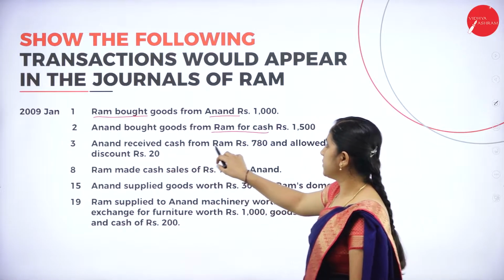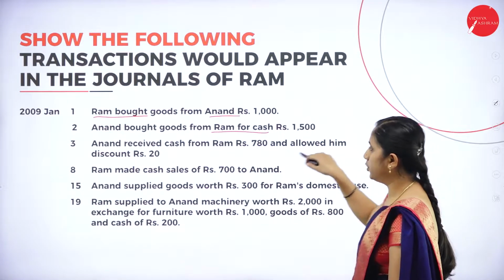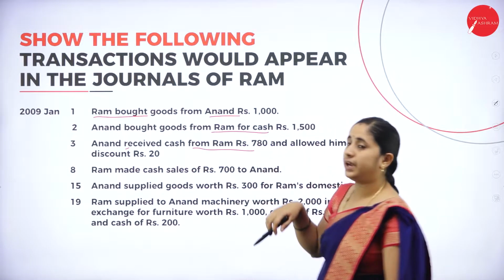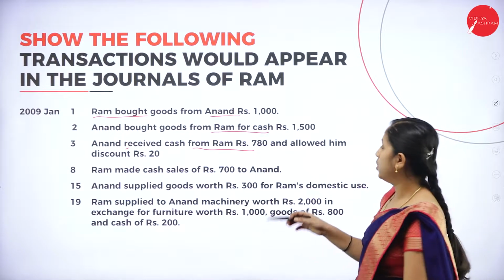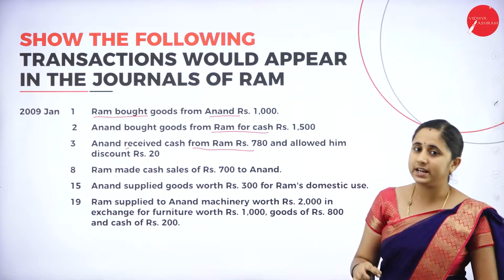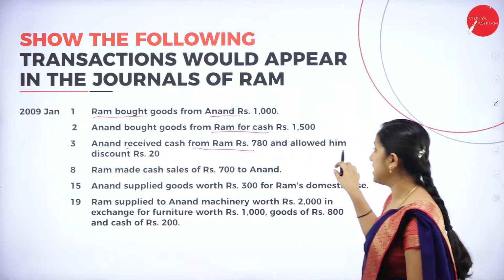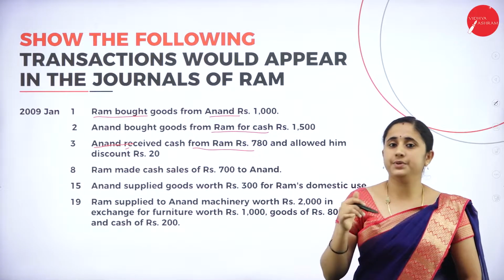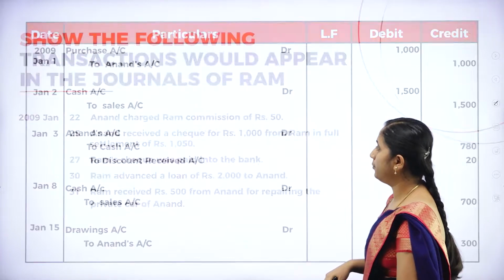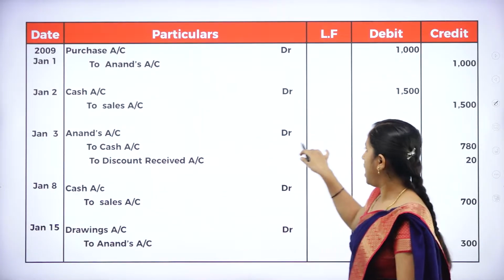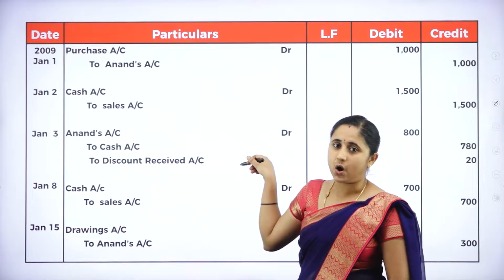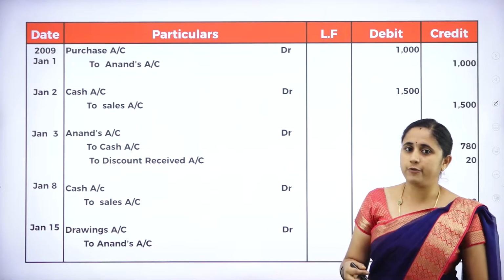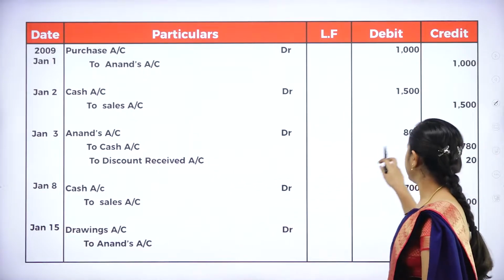Next, Anand received cash from Ram 780 and allowed him a discount of rupees 20. That means Anand receiving means Ram is paying, cash is going out. So, cash is going out means you need to credit the cash, and this is discount allowed from Anand to Ram. That means Ram is receiving discount. So, Anand is the receiver, Anand account debit to cash account. Cash is going out and he is receiving a discount. It is an income for Ram. So, you need to credit 800.